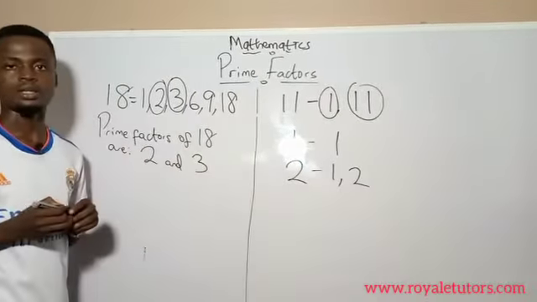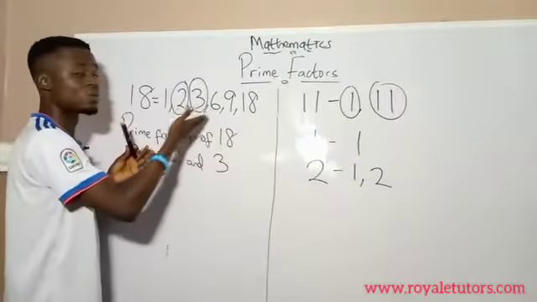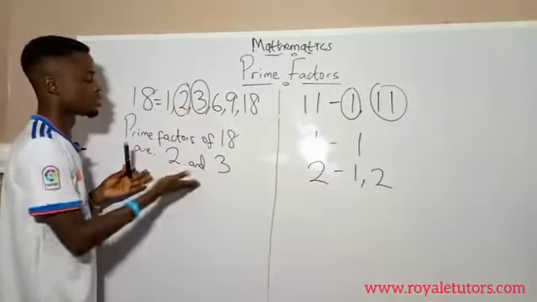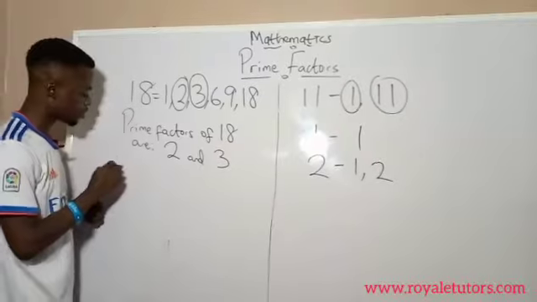It's as simple as that. So to get the prime factors of 18, what you have to do is list out the factors of 18, then check which of them are prime: 2 and 3. So 2 and 3 are the prime factors of 18. Let's check for another example. What about when you have the number 24?